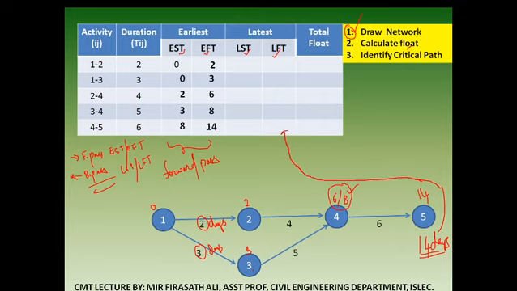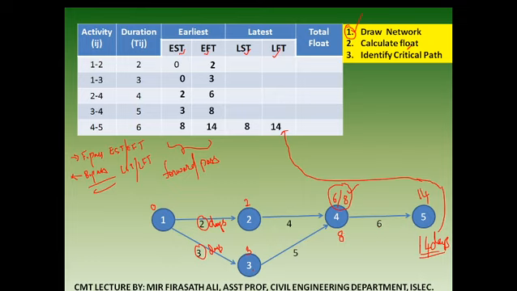This value will insert it over here, latest finish time. Now, we will complete the table in this format. Now, for activity 4 to 5, we have got LFT, latest finish time as 14. So what about this latest start time? 14 minus 6, we get it as 8 days.